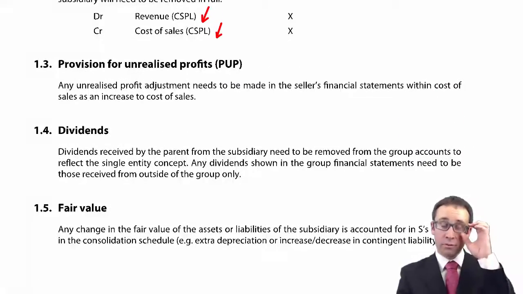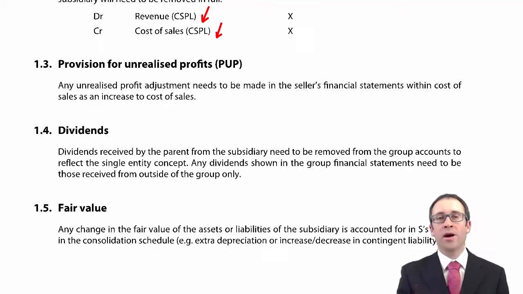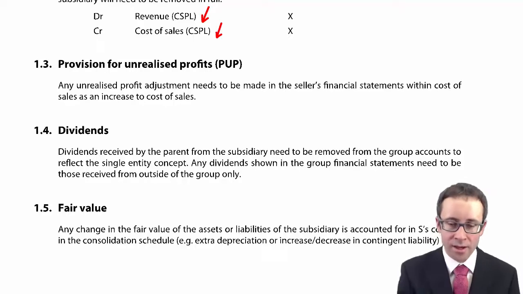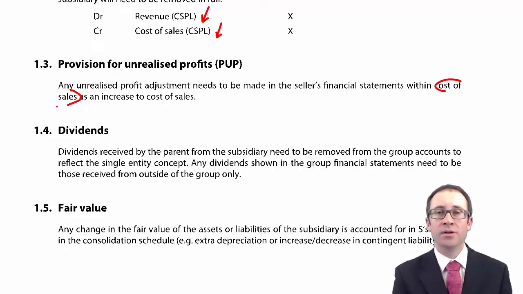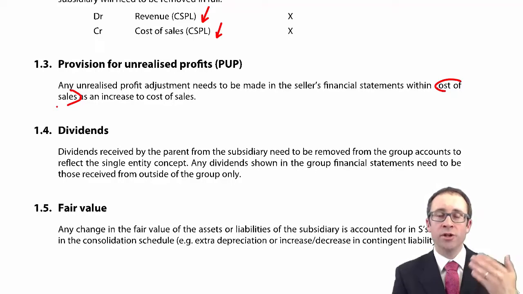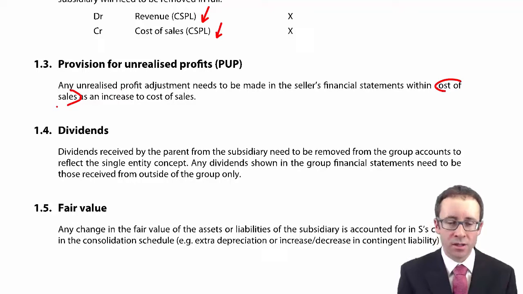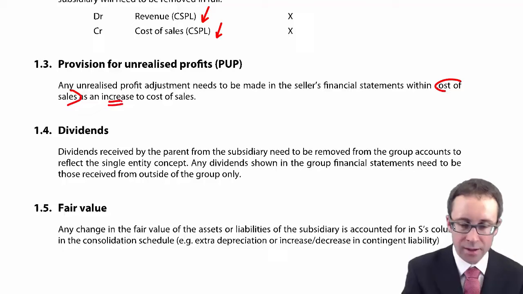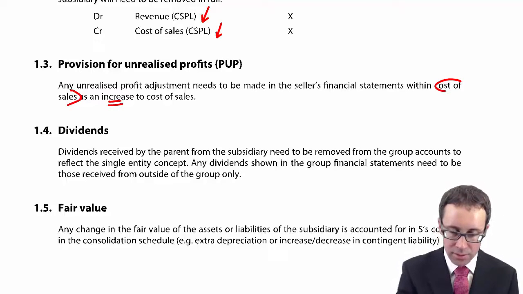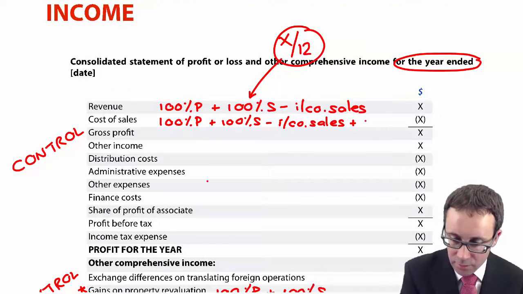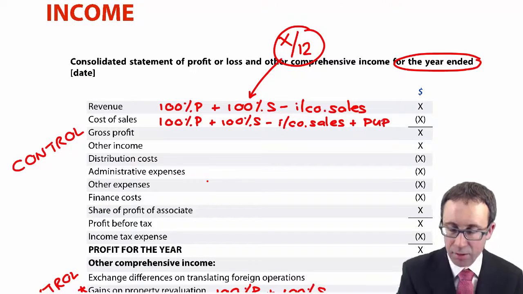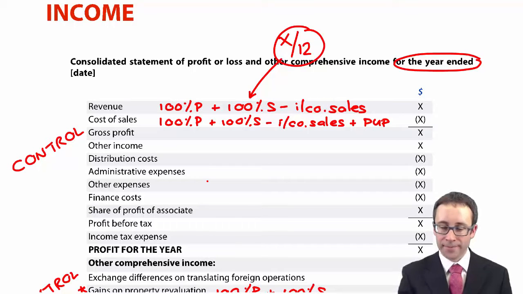Provision for unrealised profits. Again, you work out the PUP based on the markup, based upon the goods that are still in inventory at the end of the year, and that is adjusted through your cost of sales. Because you're debiting the retained earnings, which reduces your profits, to reduce your profits we're going to increase the cost of sales. So your PUP adjustment is an increase to your cost of sales. You would add in your PUP adjustment there.